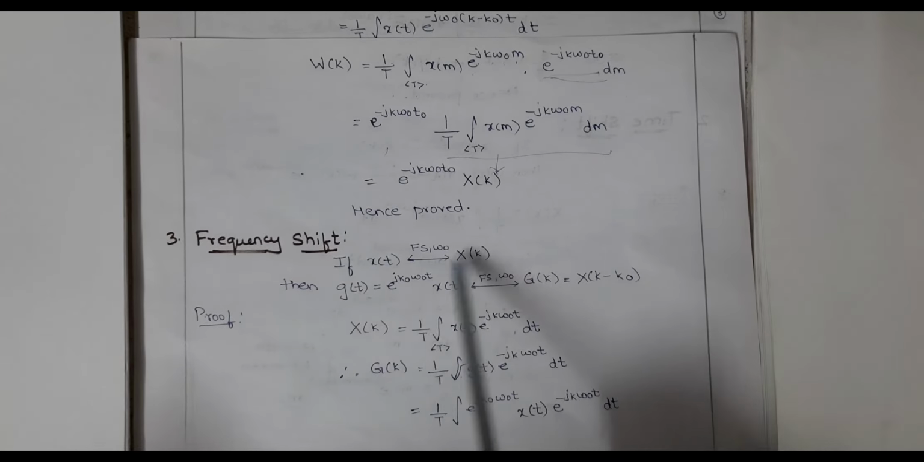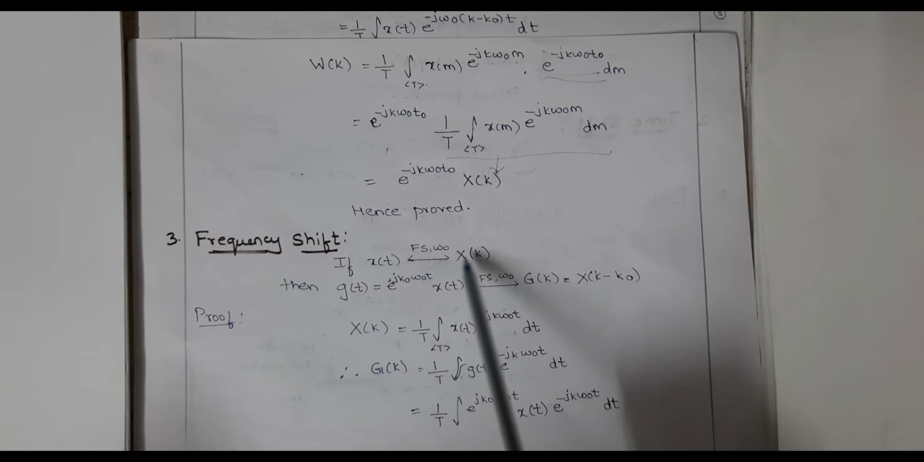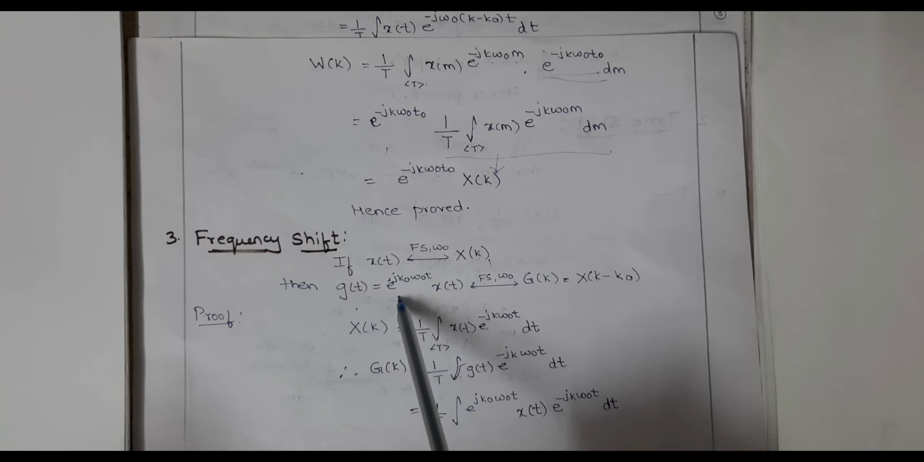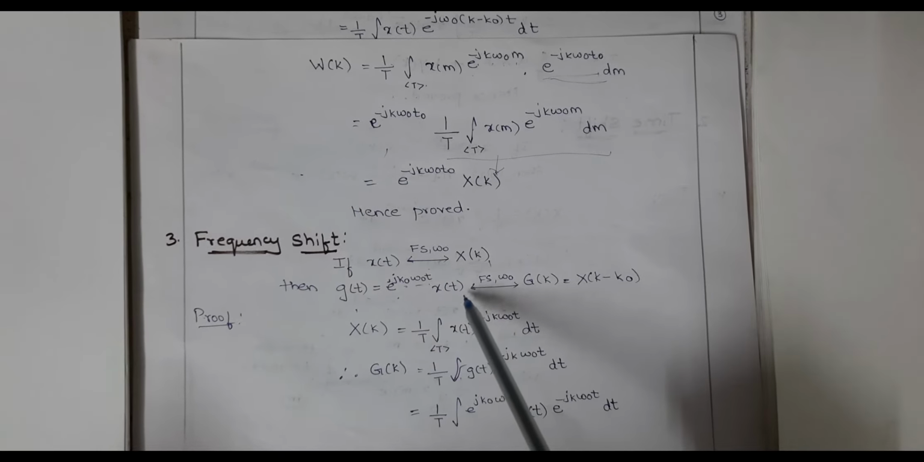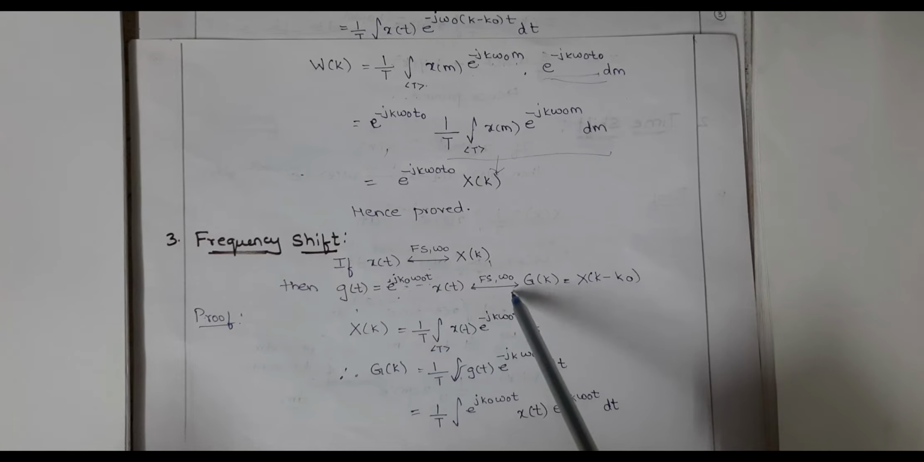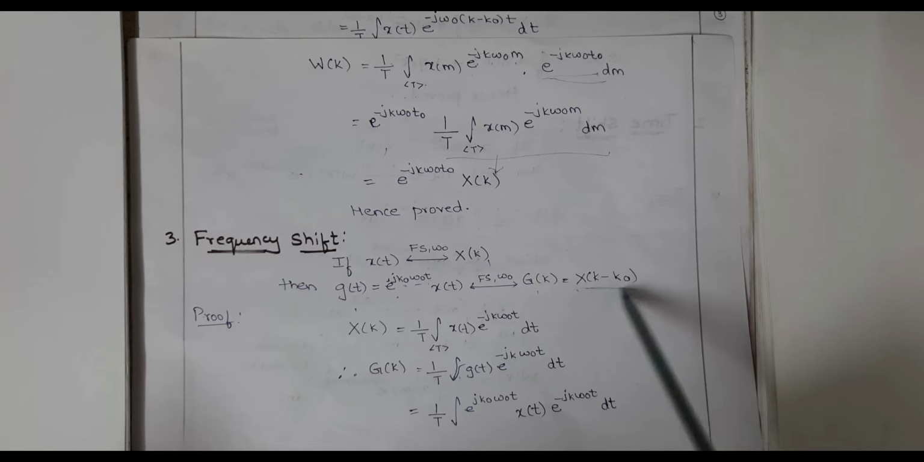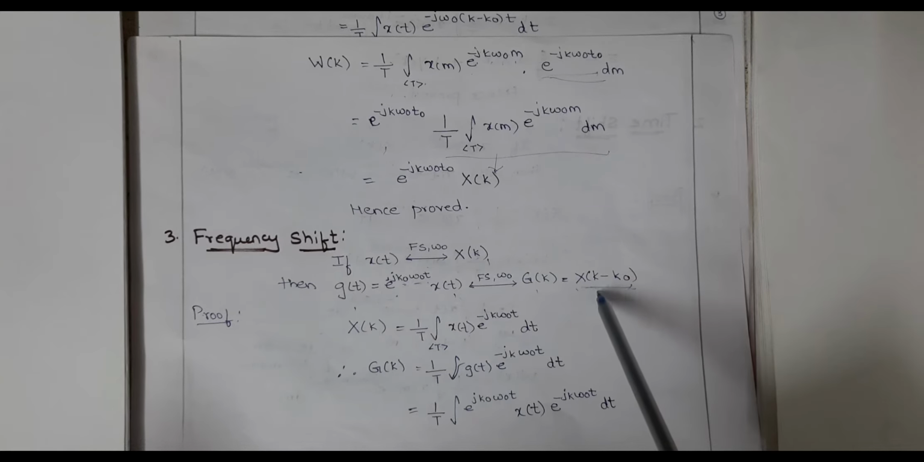Now we'll prove the property of frequency shift. If x of t has Fourier representation x of k, then g of t is e raised to j k naught omega naught t, frequency shifted by k naught. G of k is equal to x of k minus k naught. Here if you see, it is shifted in frequency. In the earlier problem it was shifted t minus t naught. Here it is k minus k naught. This is the frequency shift property.